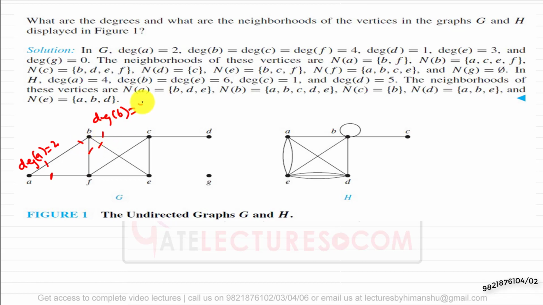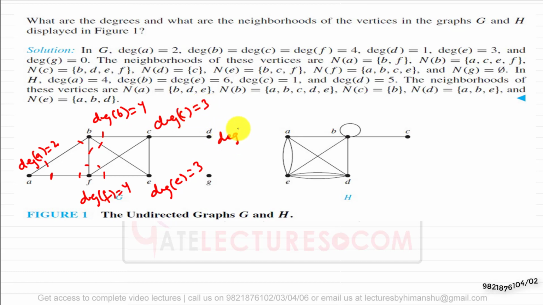There are 4 edges. What is the degree of F? The degree of F is 1, 2, 3, 4. So there are 4 edges. What is the degree of vertex E? That is 3. The degree of vertex C is 3, and the degree of vertex D is equivalent to 1. So this is the degree of each and every vertex here.